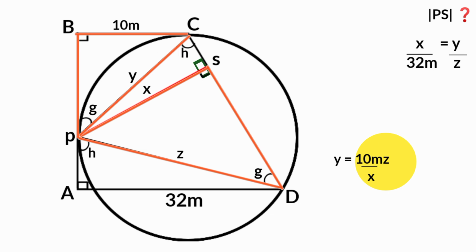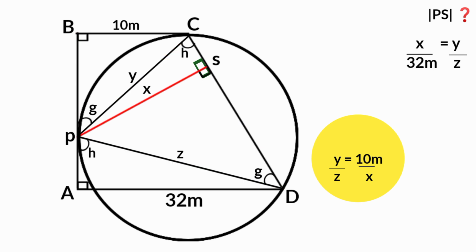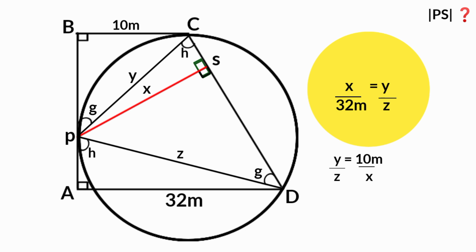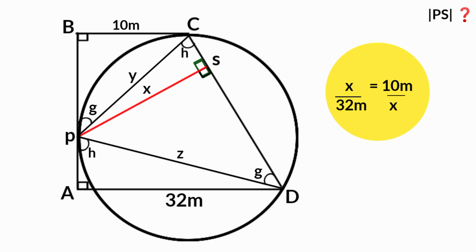Then we divide both sides by Z. Here Z cancels Z. And here Y divided by Z is Y over Z. So Y over Z equal to 10 meters over X. But recall here, X over 32 meters equal to Y over Z. And we found here Y over Z equal to 10 meters over X. If you substitute this value of Y over Z here, X over 32 meters equal to 10 meters over X.